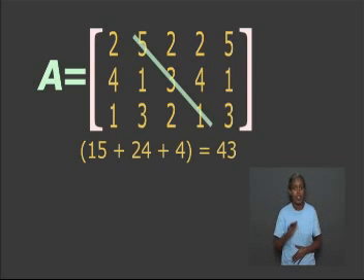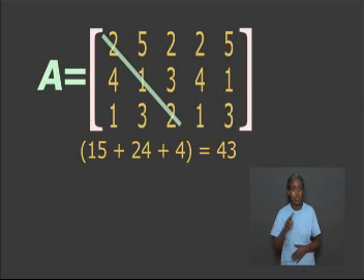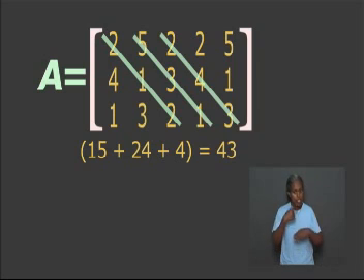5 times 3 times 1 equals 15. 2 times 3 times 4 equals 24. 2 times 1 times 2 equals 4. Therefore, the first sum equals 43.